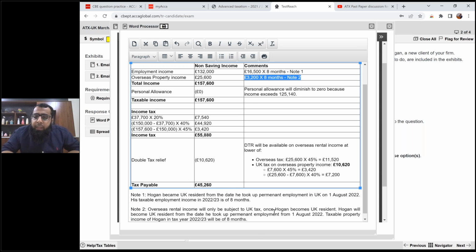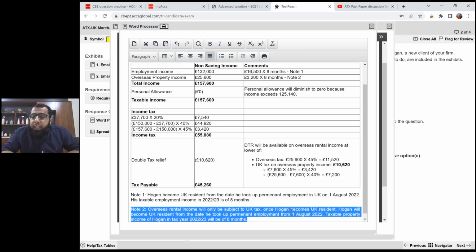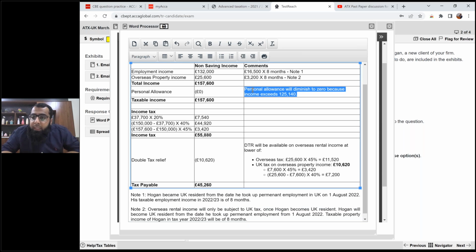Okay, so overseas rental income will only be subject to UK tax once Hogan becomes UK resident. Hogan will become UK resident from the date he took up permanent employment from 1st August 2022. Taxable property income of Hogan in the tax year 22-23 will be of 8 months from August 22 to 31st March 23. Then there is personal allowance. We have already explained it.